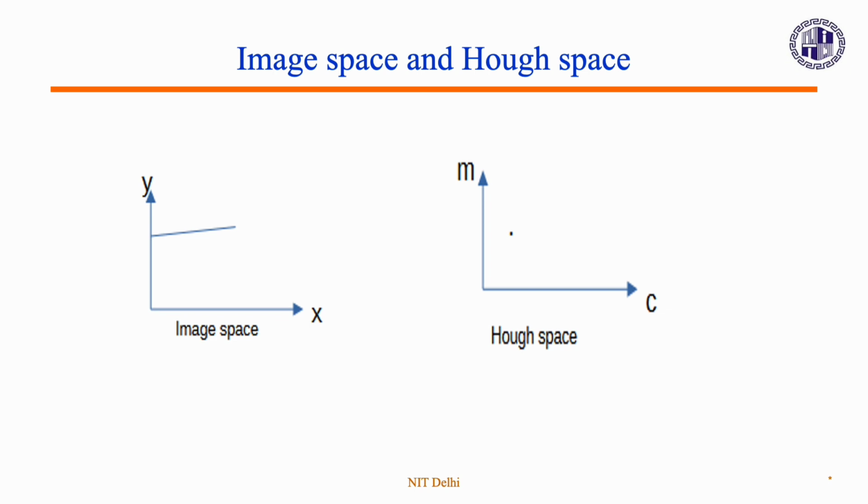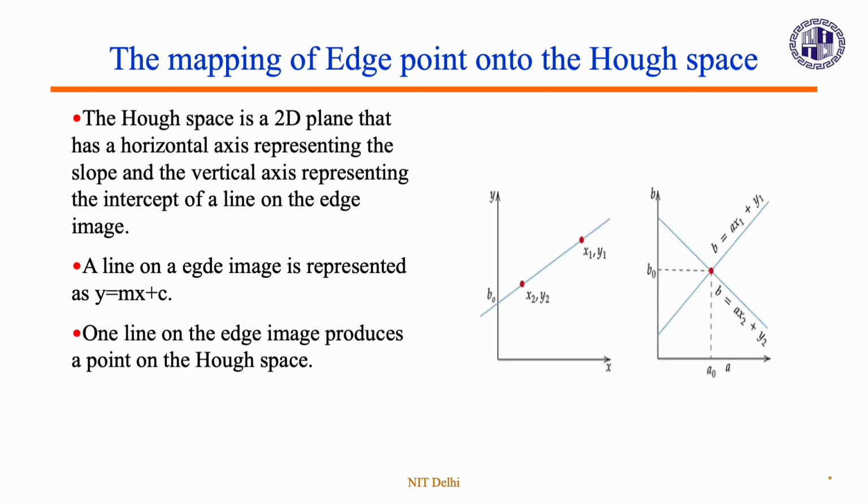From this figure we can clearly see that one line in the edge image produces a point on the half space. On the other hand, an edge point on the edge image can have infinite number of lines passing through it. Therefore, an edge point produces a line in the half space, which we will see in the further slides.